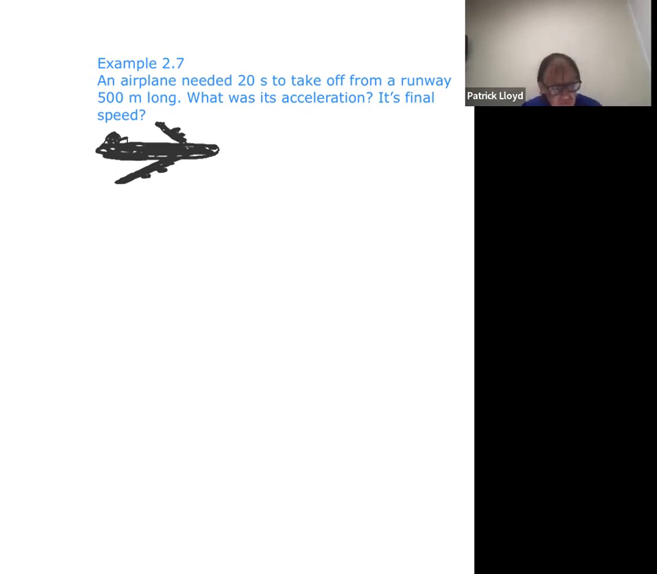Okay. So if you recall from example 2.6, we said that if the object we're looking at starts at rest, that would mean that the initial velocity is equal to 0. Then the distance that it travels is 1/2 at squared. We don't need to worry about an initial velocity because that's equal to 0. So the distance is just 1/2 times the acceleration times the time elapsed squared.